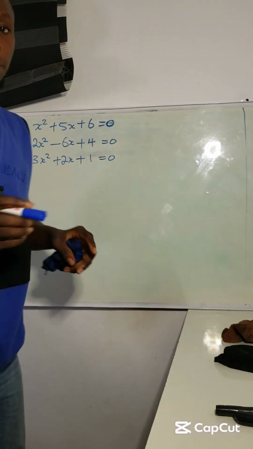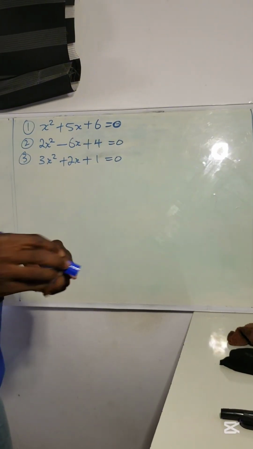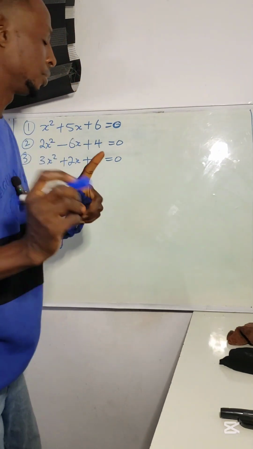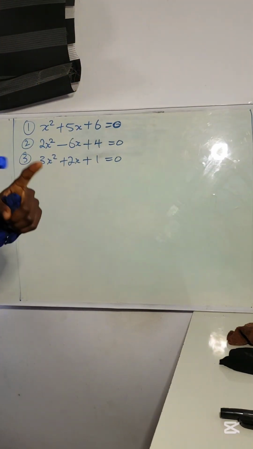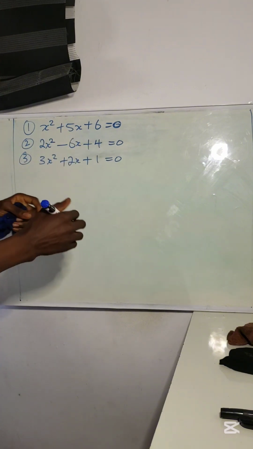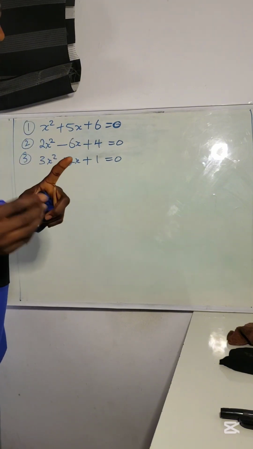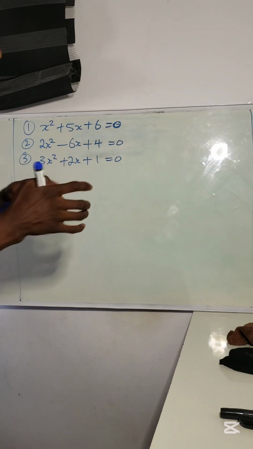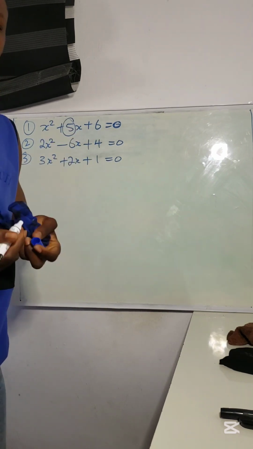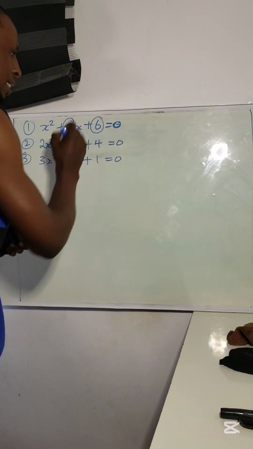Now, this is the simplest way to solve quadratic equations. If you're writing an exam, this video is for you. Whenever you have a quadratic equation like this, they are simply asking you to find two numbers such that if you add those two numbers together, you get whatever that is here, and if you multiply the two numbers together, you get whatever that is here.